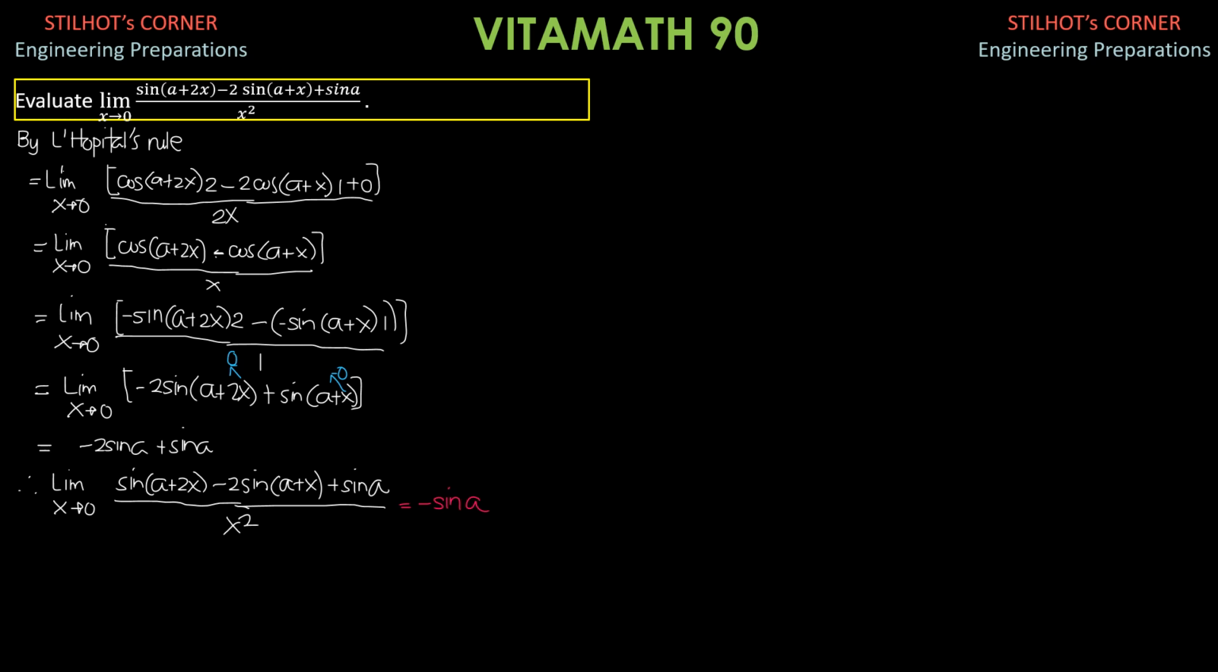So evaluate the limit of the quantity sine of quantity a plus 2x, minus 2 sine of quantity a plus x, plus sine of a, divided by x squared. Notice that when x approaches 0, this is sine of a, this is negative 2 sine of a, then plus sine of a, which is 0, over x squared, which is 0 squared. So we have 0 over 0, which is an indeterminate form.